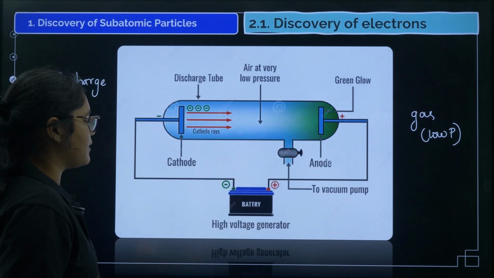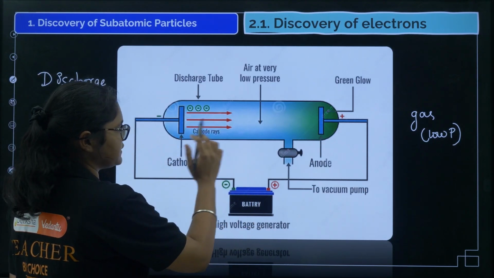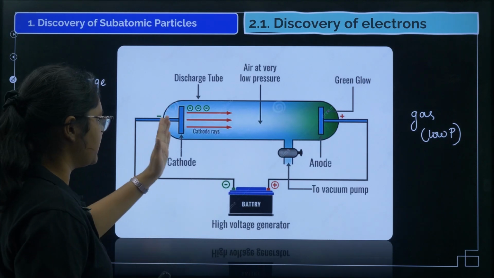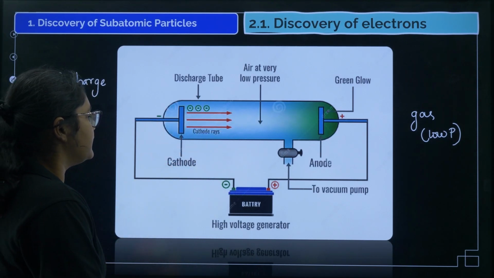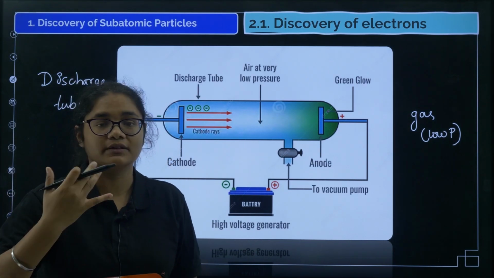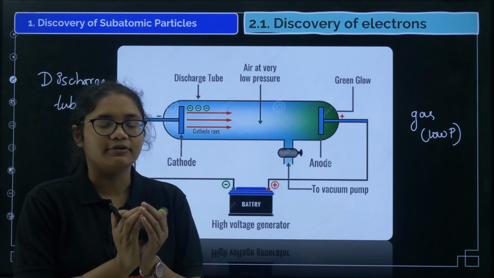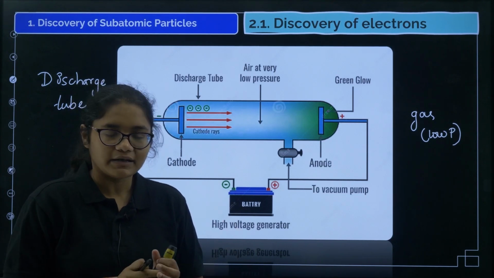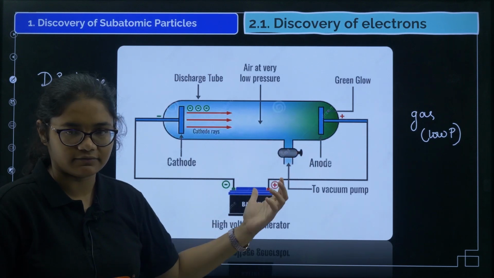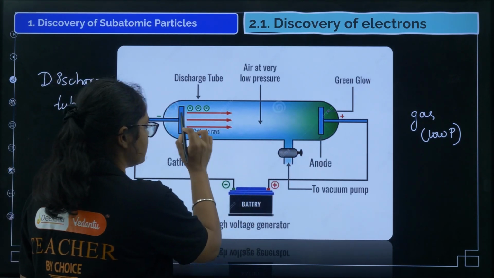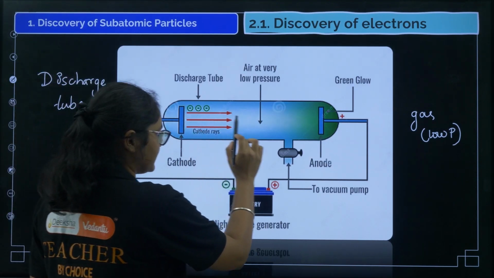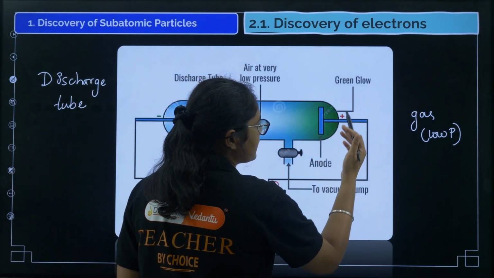Now what happens when a very high voltage is given across this cathode and anode? We do not know till now what electrons are. In Dalton's atomic theory we just studied that atoms are the fundamental particles of matter. But now when we gave this high electric field, something was observed. Some rays were observed in this experiment, and when these rays hit the glass tube, it started glowing.